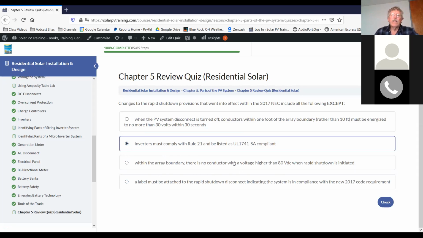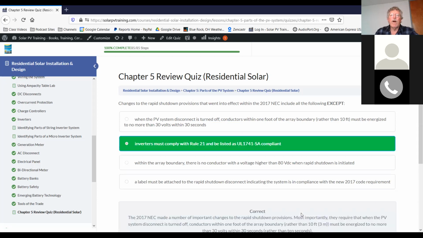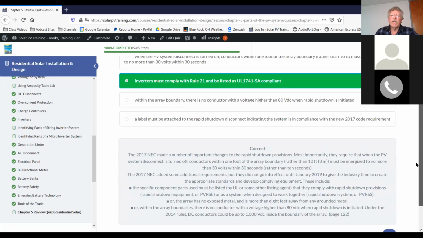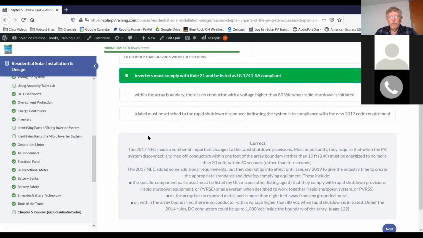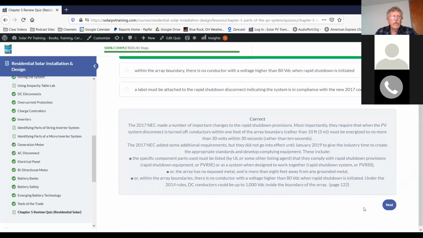Within the array, no conductor can have voltage higher than 80 volts. That's true. And a label must be on the shutdown. So it's the smart inverter thing. That's a whole separate issue rather than rapid shutdown. Rapid shutdown's a little confusing. So if you're not comfortable with it, review that section because it's a big deal. It's a big deal in the industry.